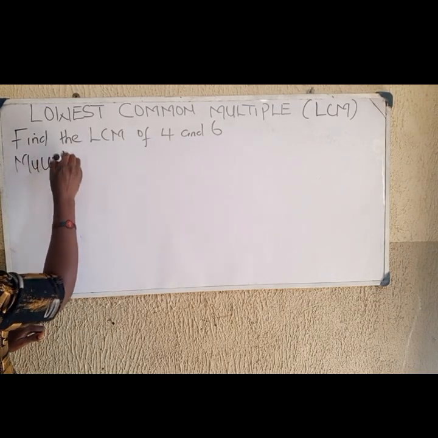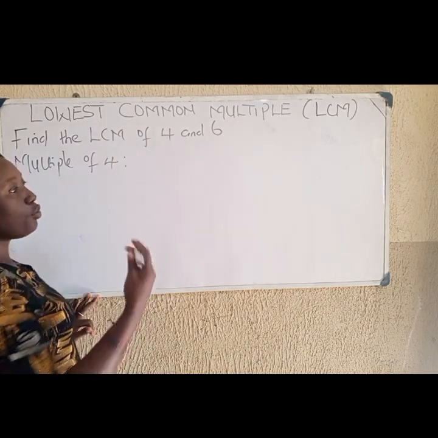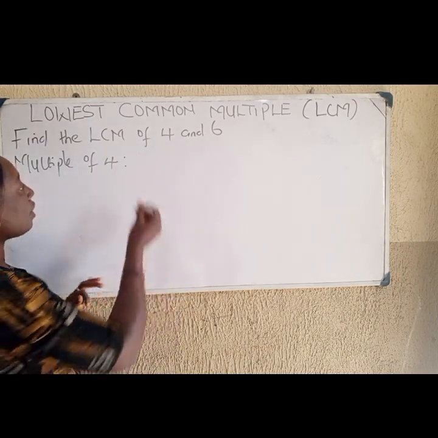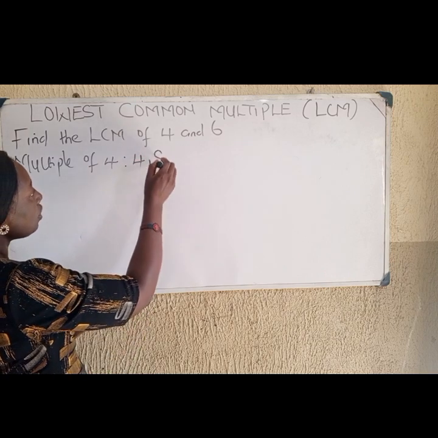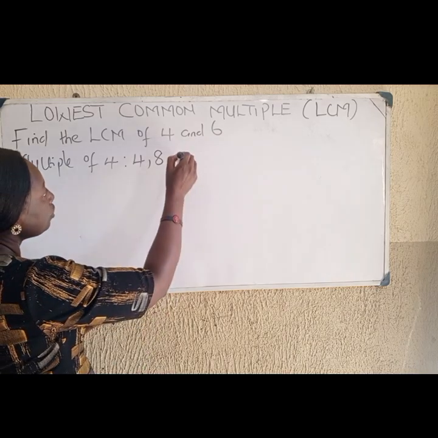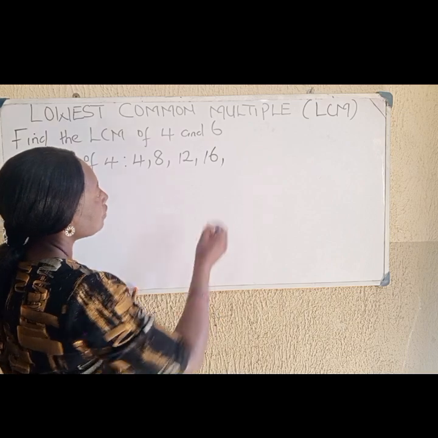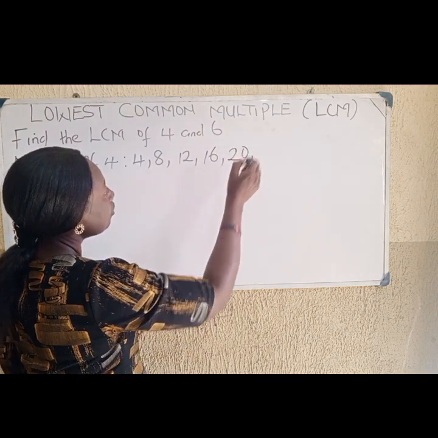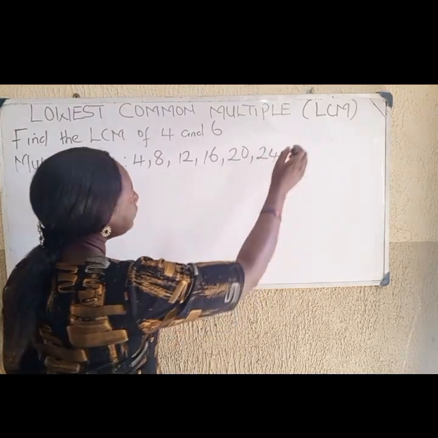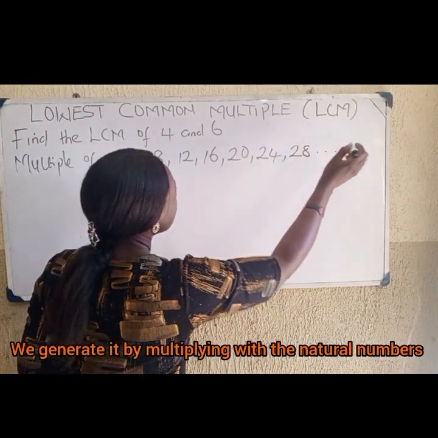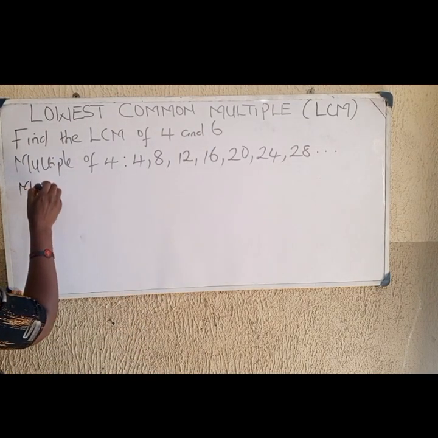The multiples of 4, you multiply by a natural number, which means 4 times 1, 4, 4 times 2, 8, 4 times 3, 12, 4 times 4, 16, 4 times 5, 20, 4 times 6, 24, 4 times 7, 28, and so on. Now we also find the multiples of 6.